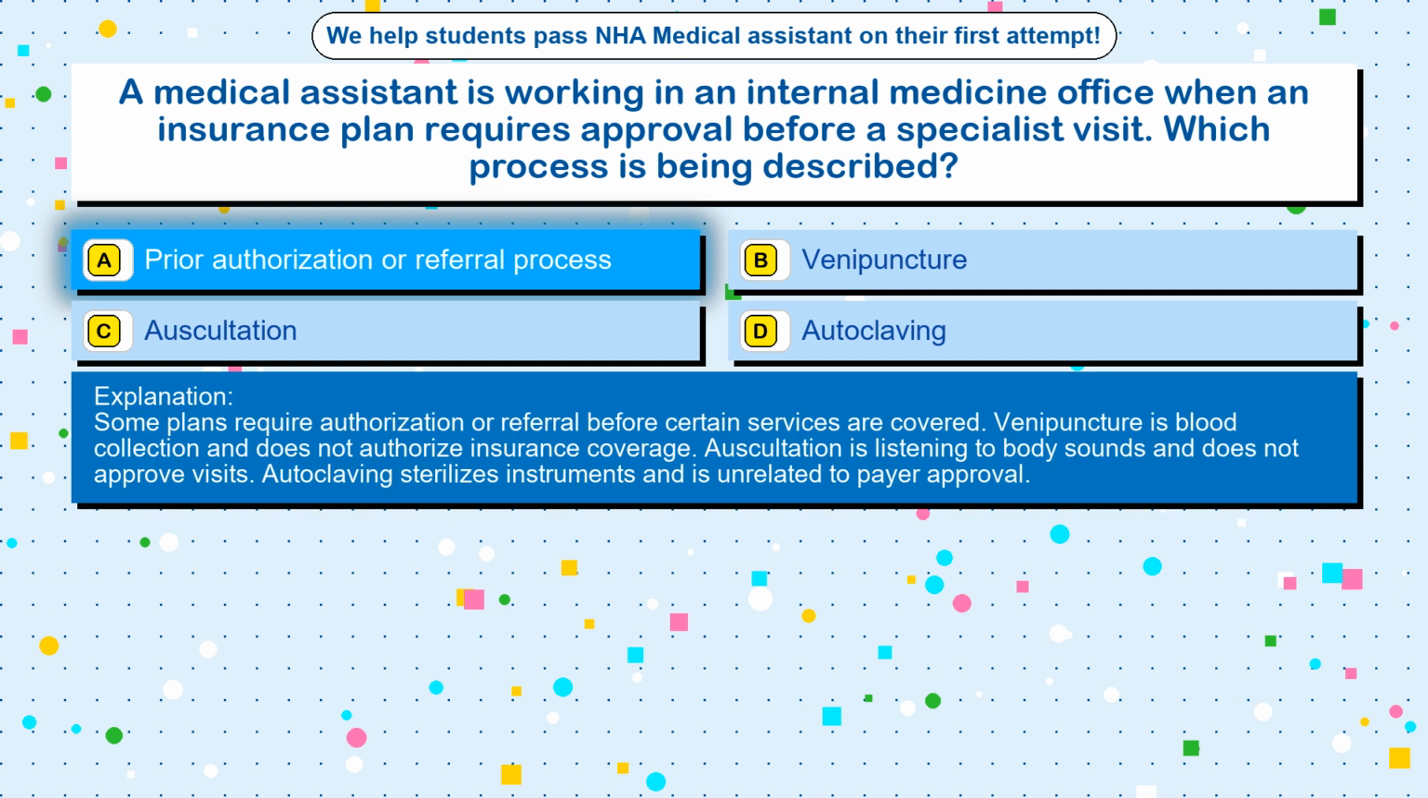Some plans require authorization or referral before certain services are covered. Venipuncture is blood collection and does not authorize insurance coverage. Auscultation is listening to body sounds and does not approve visits. Autoclaving sterilizes instruments and is unrelated to payer approval.